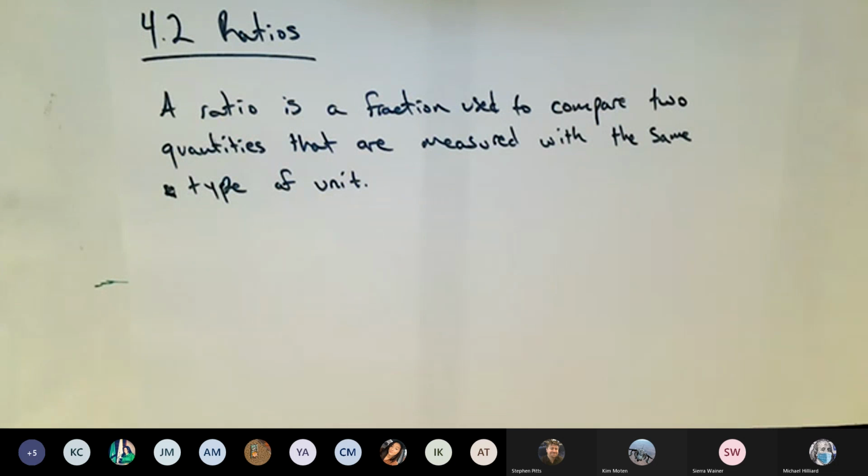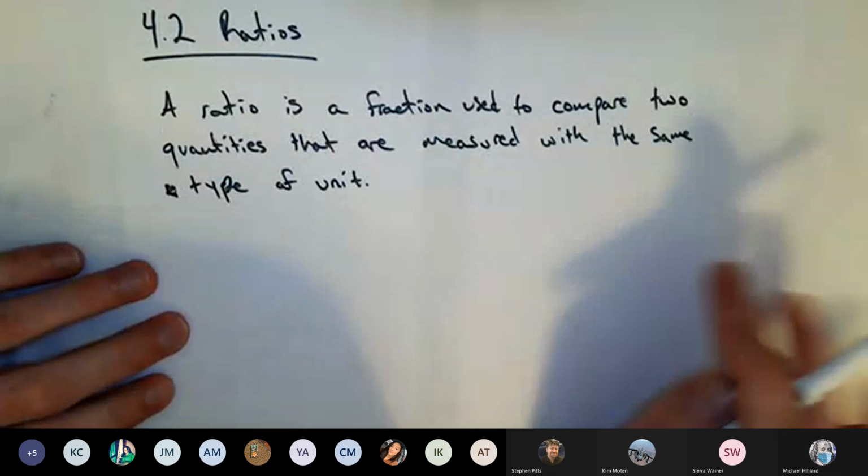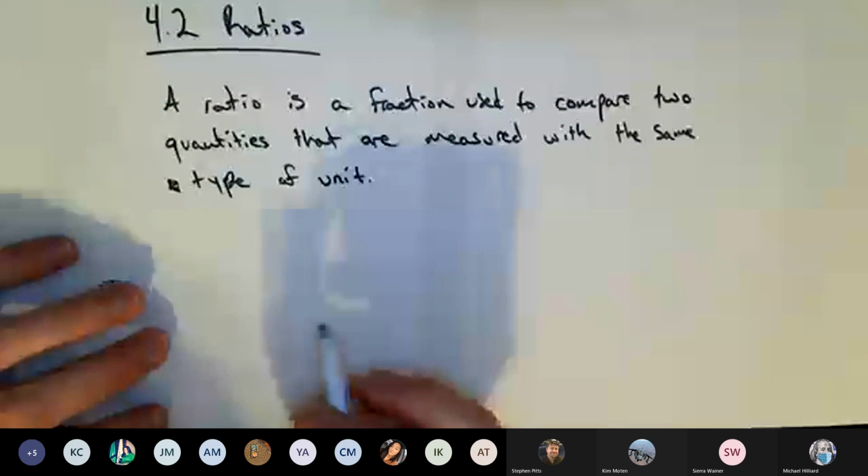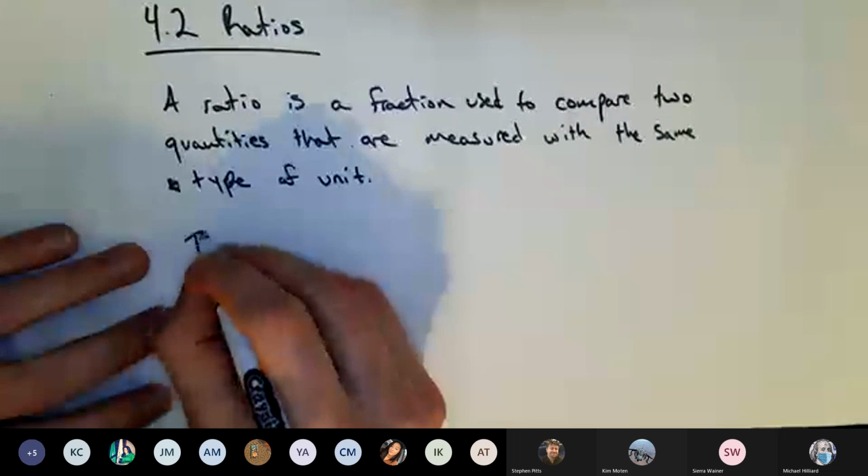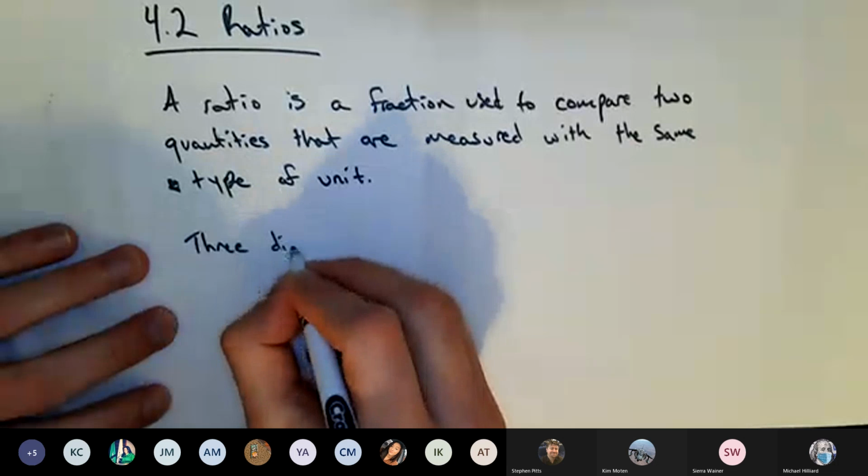Okay. It's just fractions again. It's just fractions with words attached to them. That's all it is, with words attached to each part of it. We can write a ratio three different ways, you'll see. So we can have three different representations.